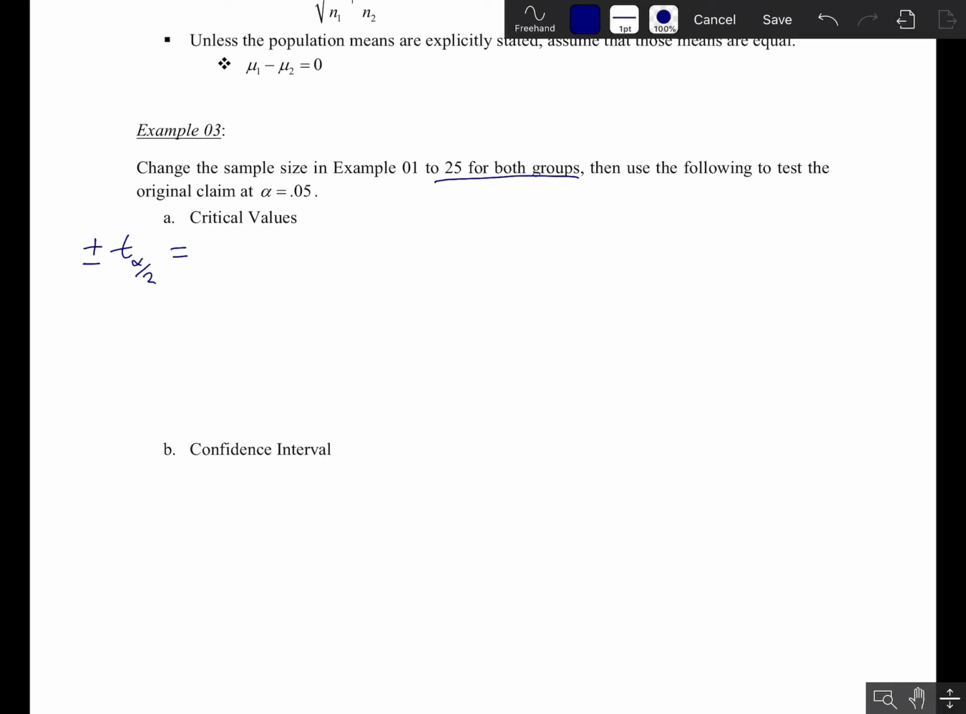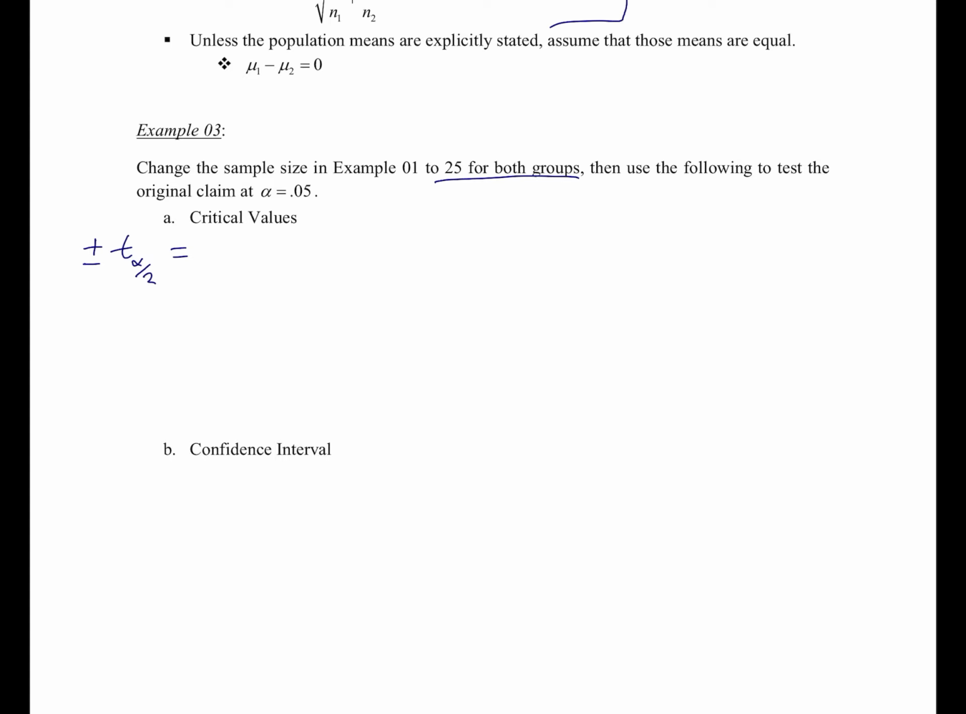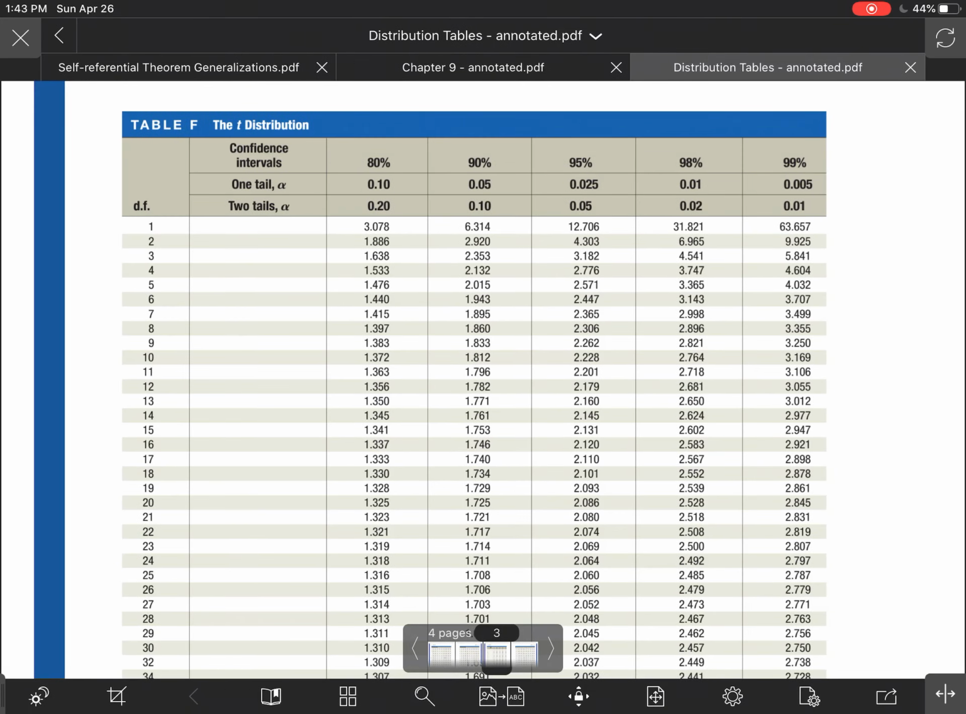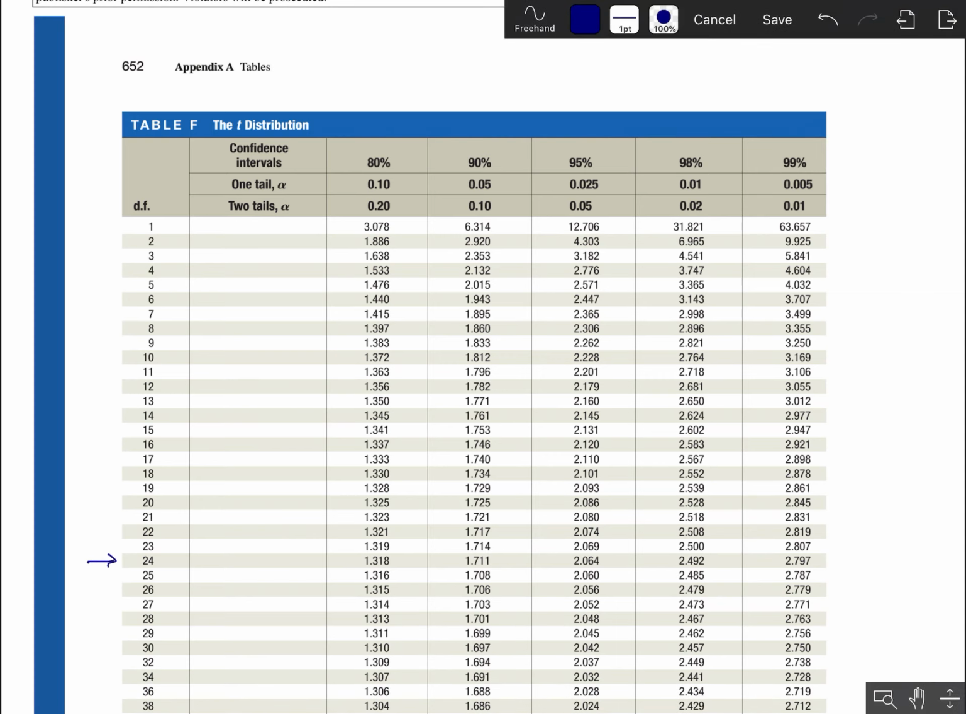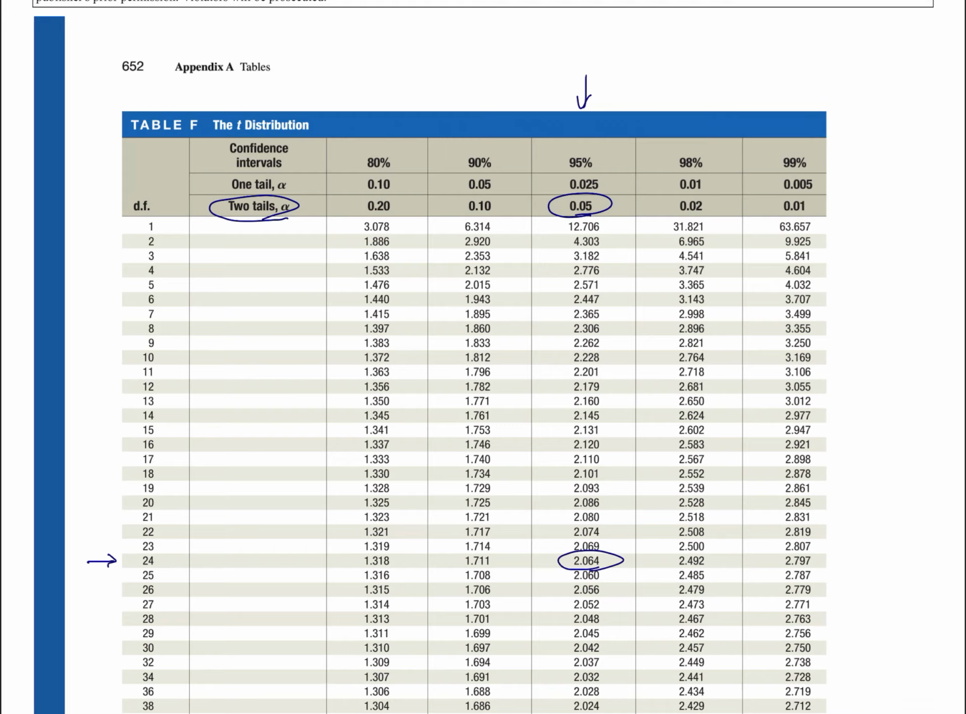And now I need to look up the critical t-value using the table. Now our sample size in this example is 25 for both groups. So it agrees between both groups, and therefore both groups have 24 as their number of degrees of freedom. So the number of degrees of freedom that I would look up in the table will be 24. And I know that alpha is equal to 0.5, and we're using a two-tailed test. So we're using a two-tailed test with 0.5, and therefore I would use this column. And the intersection there would be 2.064. So that will be the positive critical t-value.